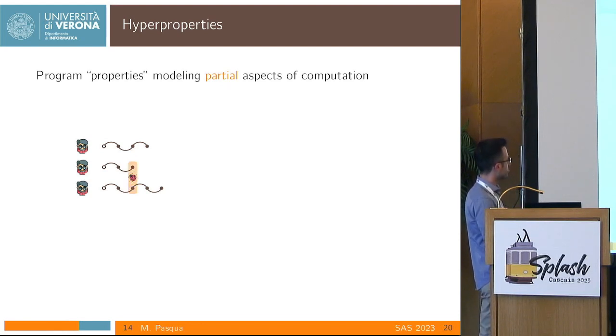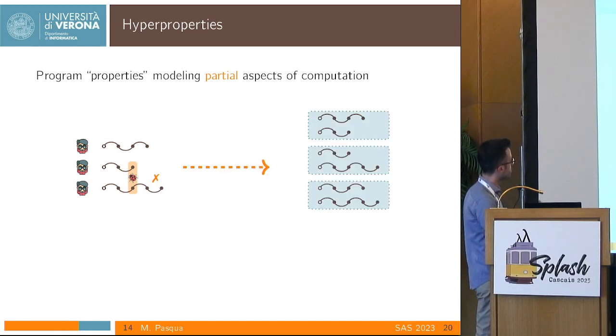But there are some more tricky bugs that require different executions, not only to be verified but even to be defined. For instance, information flow: if you want to check for an information leak, you need to compare different program executions, or in concurrency requirements. You cannot even define data races if you only have one execution. So with hyperproperties, we can model this kind of requirement.